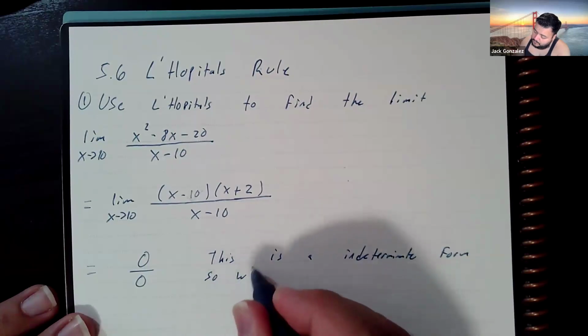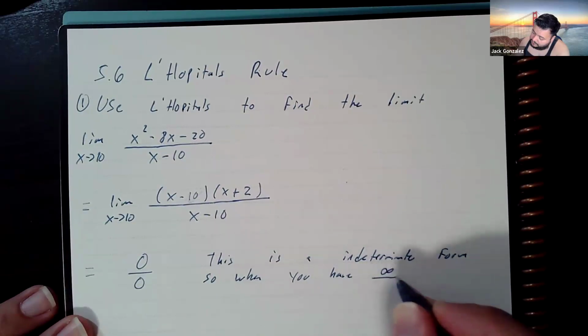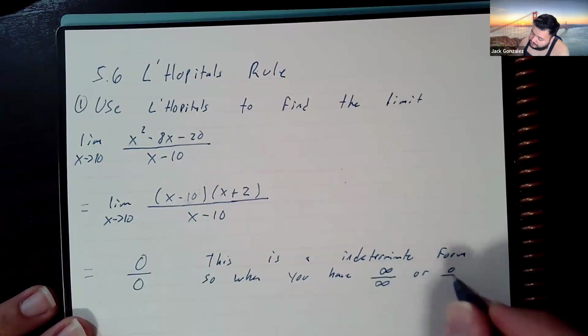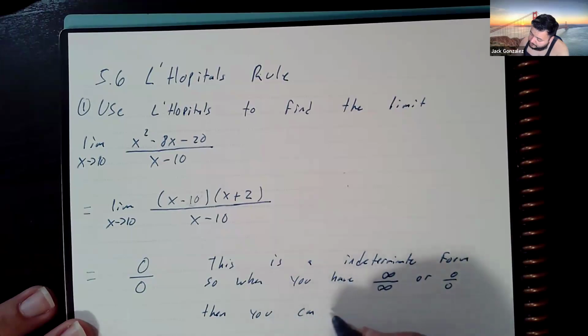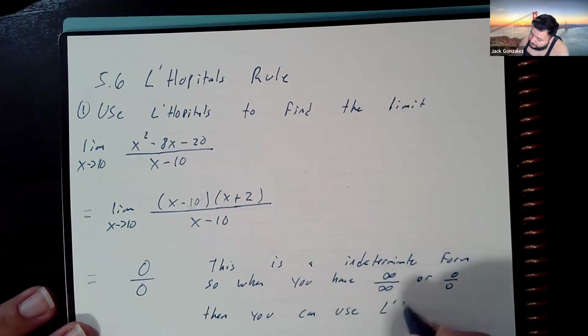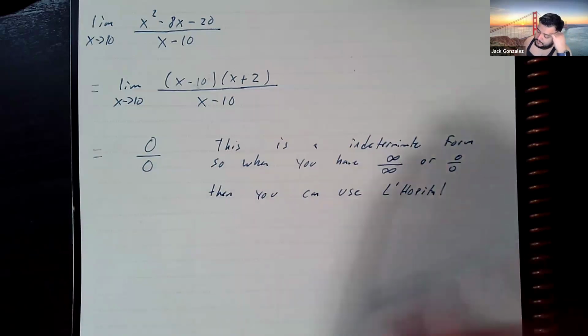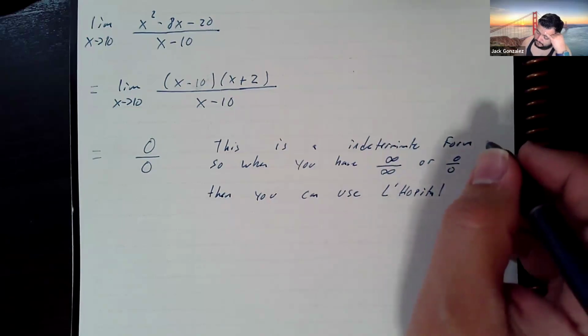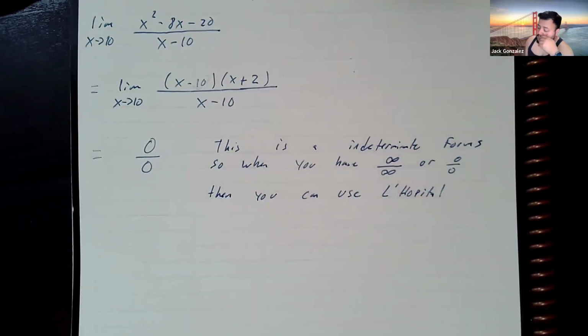So when you have infinity over infinity type of situation or 0 over 0, then you can use L'Hopital. So you need to have an indeterminate form in order to use this. Okay. So I can't take a limit.